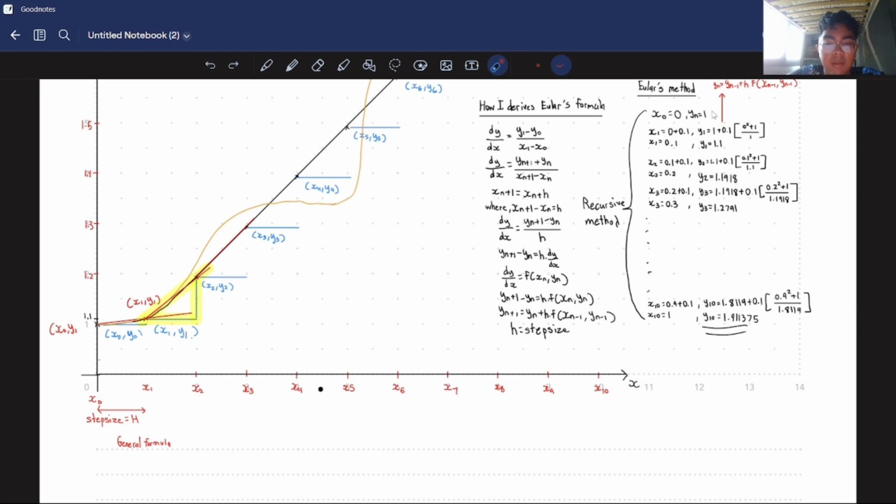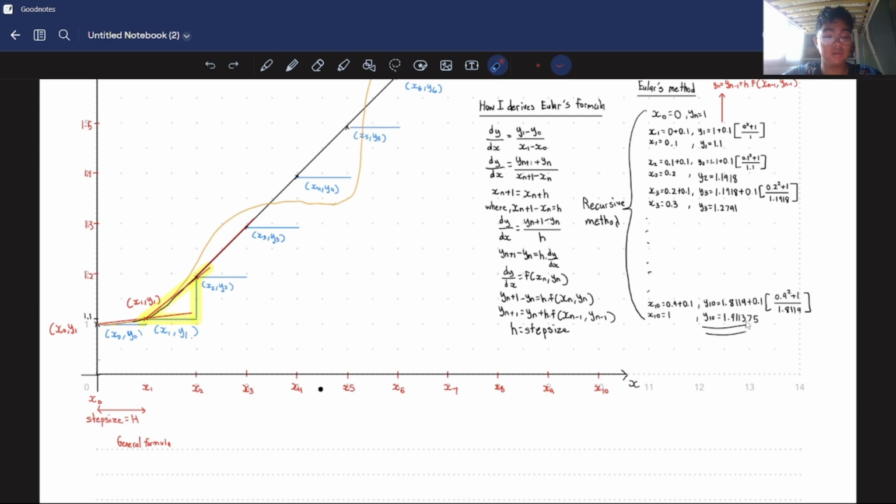So using Euler's method, I'm able to calculate the values. 0 plus 1, 0 taken from the last x value, and then 0.1, which is my step size, 1 plus 0.1. So 1 represents the yn, then 0.1 represents the step size, and 0 squared represents the previous x squared, plus 1, which is already there, then divide by y, which is the previous one, also n plus 1. This continues until we are able to get x10 equal to 1, which we are trying to find. So y10 is equal to 1.911375.